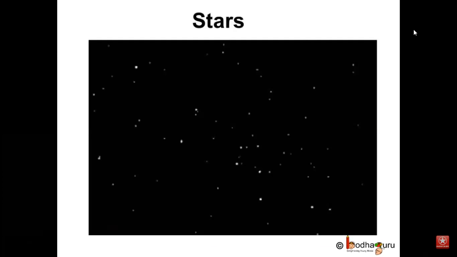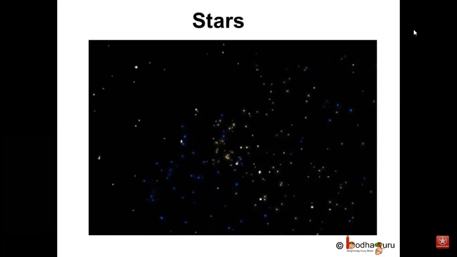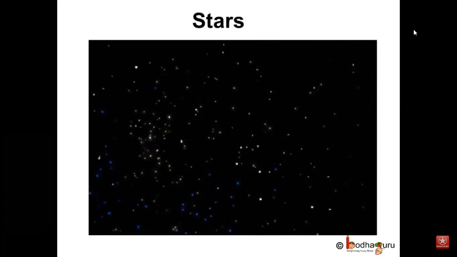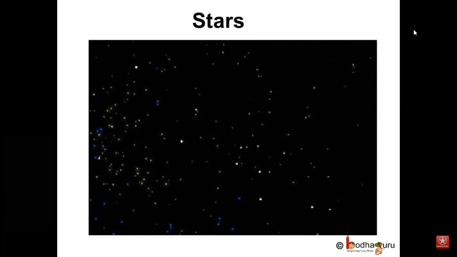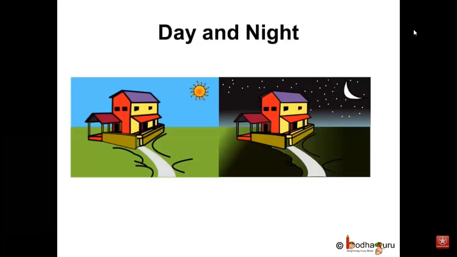And we should not forget the millions of twinkling objects we see in the sky at night. Yes, these are stars. Can we count them? No, it is not possible to count them. They look very small because they are very far away from us. Have you ever wondered where the moon and the stars hide during the daytime?